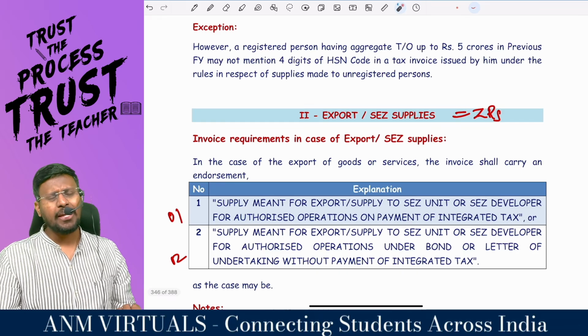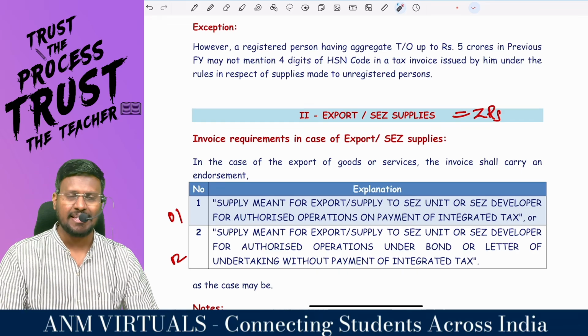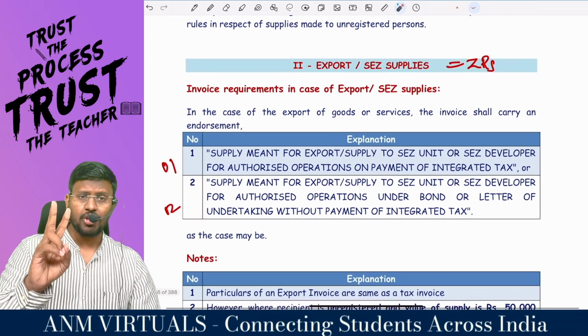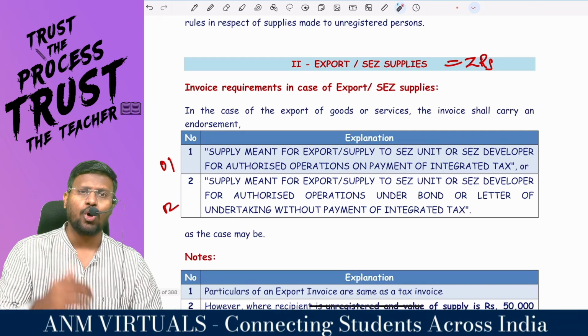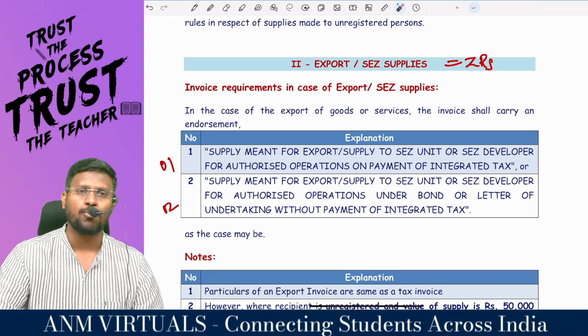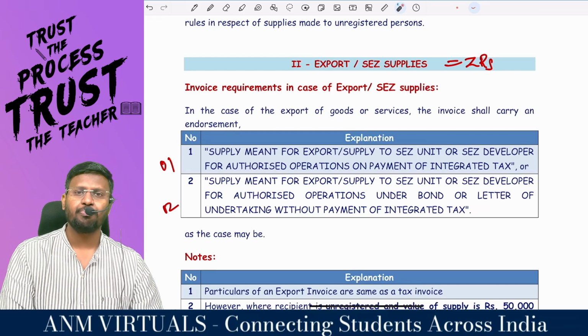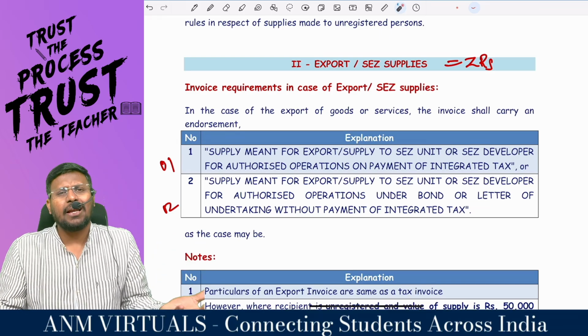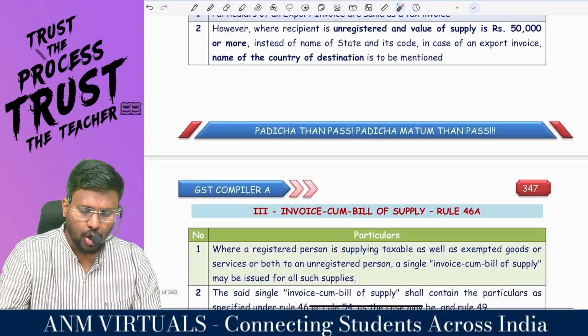Sir, if you are supplying to export or SEZ unit, you are having two options. Either export with payment of IGST, or without payment of IGST. If it is with payment of IGST, you should mention that I am exporting or supplying to SEZ using IGST, or you have to mention that I am opting for the bond or LUT option.